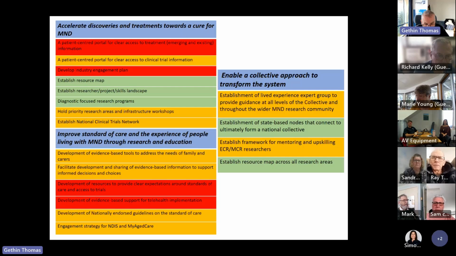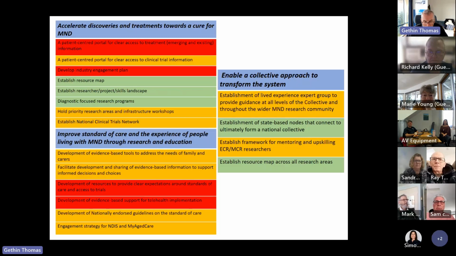And we want to develop evidence-based tools to address the needs of family and carers, to really make sure we support people as best we can. The collective has now got state-based nodes, so it allows everyone in the state, both patients and researchers, right across the spectrum to engage with each other and talk to each other. As I said, we've got these resource maps where we know what everyone in Australia in MND research is doing, what facilities they have, and what their research interests are.